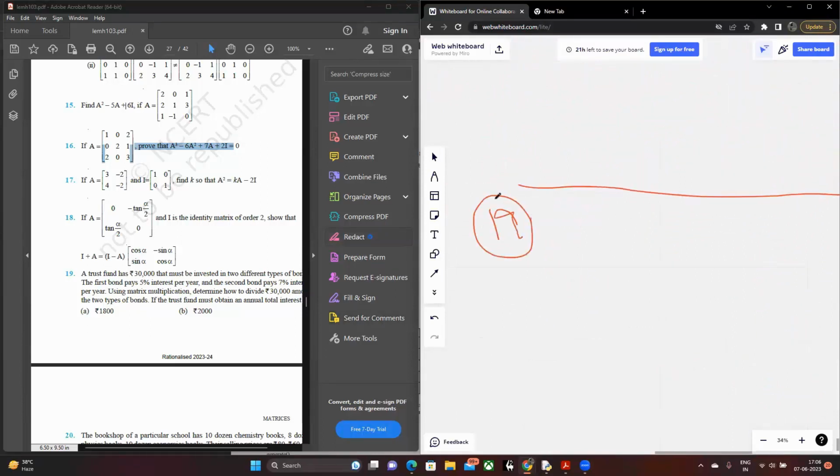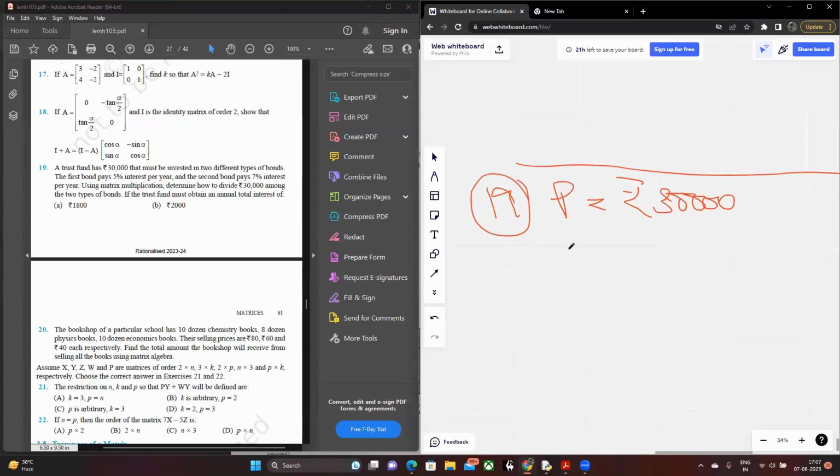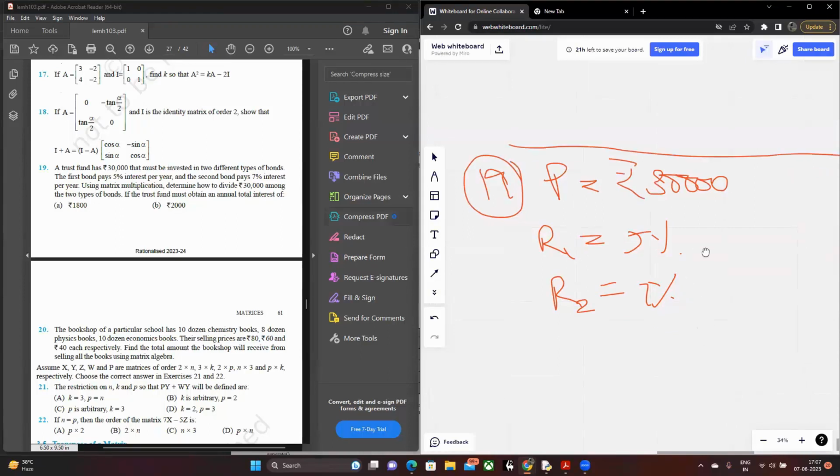Question number 19. Last 3 questions. A trust fund has 30,000 that must be invested in 2 different types of bonds. The first bond pays 5% interest per year, and the second bond pays 7% per year. I'm just writing the whole amount as P, and the 2 rates as R1 and R2. Using matrix multiplication, determine how to divide 30K among the 2 types of bonds if the trust fund must obtain an annual total interest of A, 1800 and B, 2000.